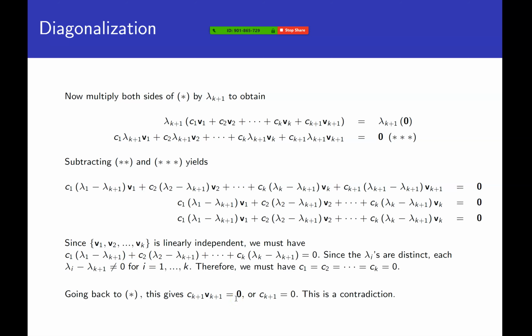And then going back to the original star equation, if we plug in all of those things, we get ck plus 1 times vk plus 1 has to be 0, or ck plus 1 is equal to 0, and that's a contradiction because we just said that one couldn't be 0. So what was it that we contradicted? Remember, we started this off by saying that the whole big set was linearly dependent. That gave us a contradiction, so it must be the case that v1 up to vr forms a linearly independent set. Okay.